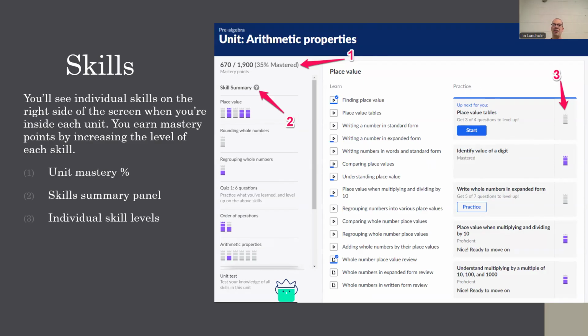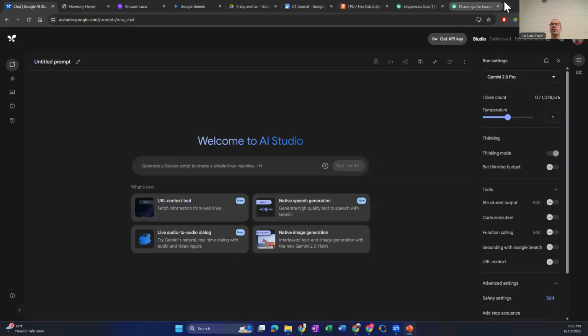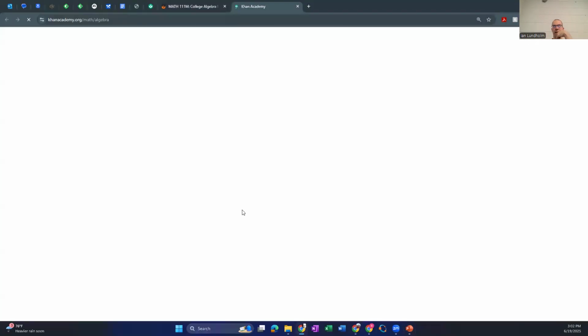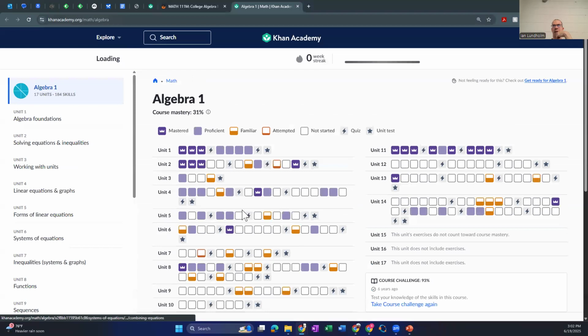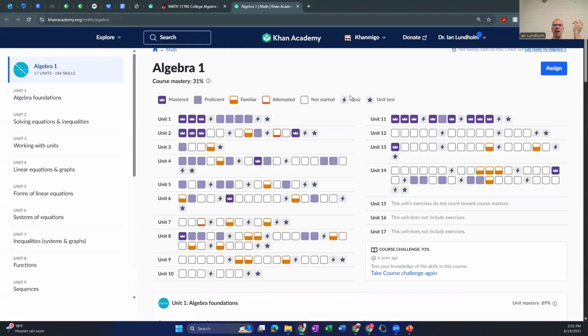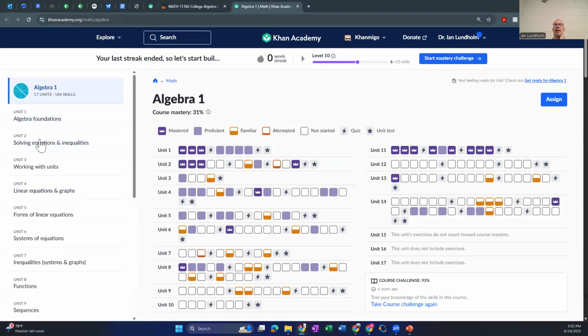You know what? I might as well. Let me stop this. Let me go here and I'll click this link on Canvas so that we can look at what a unit looks like in real time. So this is what things look like overall right now. My course mastery is 31% on this account. I've got a couple different Khan Academy accounts. I have done this before.